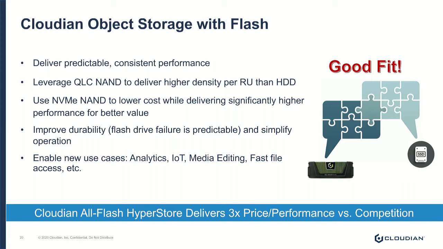It improves durability, right? Flash failures are predictable, like I said, and it can simplify your operations, and it enables use cases such as analytics, IoT, media editing, fast file accesses. This means that now you have a private cloud solution like the HyperStore object storage solution that allows you to run multiple workloads, eliminating silos on a single platform, right? You're building a private cloud solution. You're bringing those cloud technologies into your data center. Let your Cloudian platform be that platform to bring in those cloud-like functionalities, right?